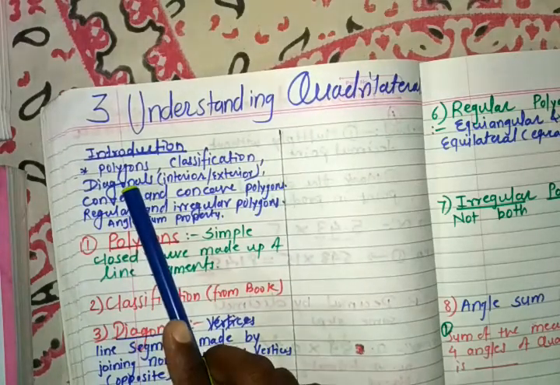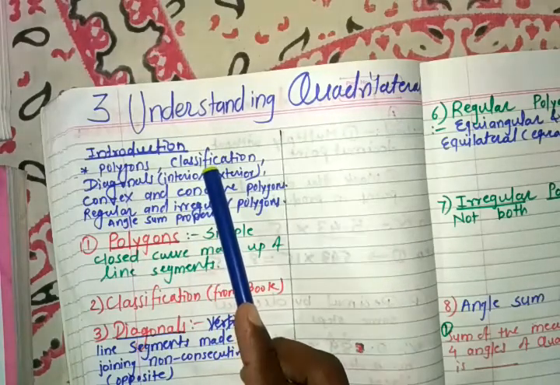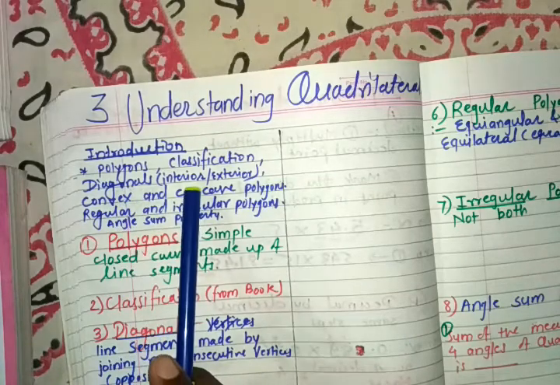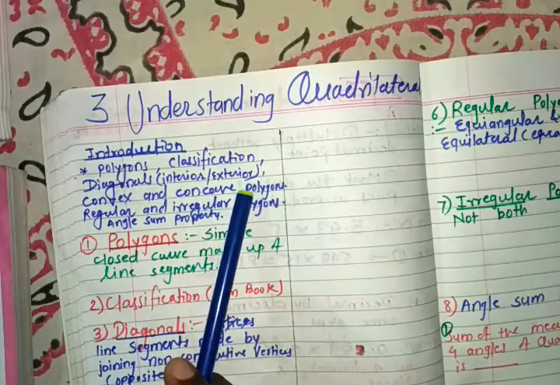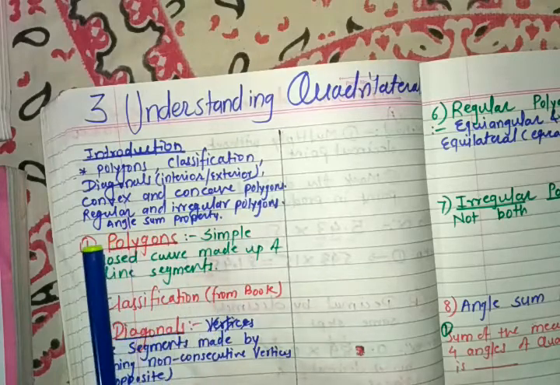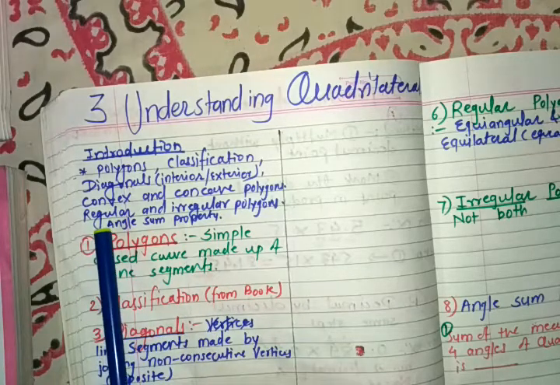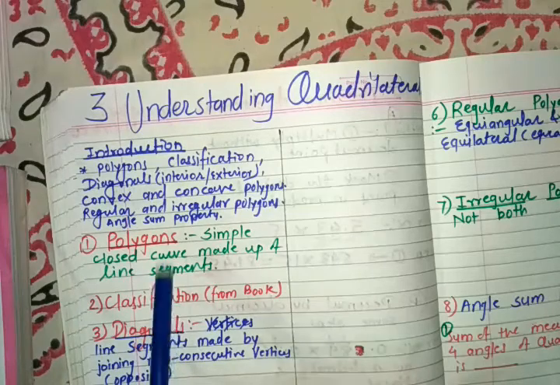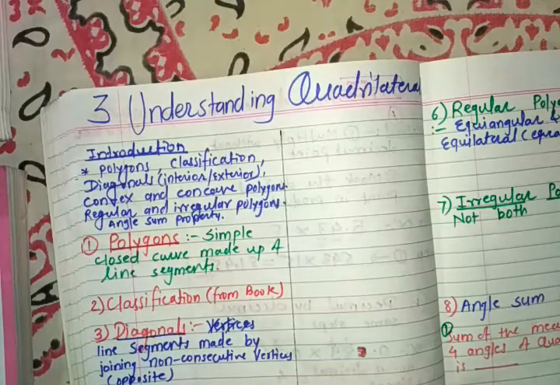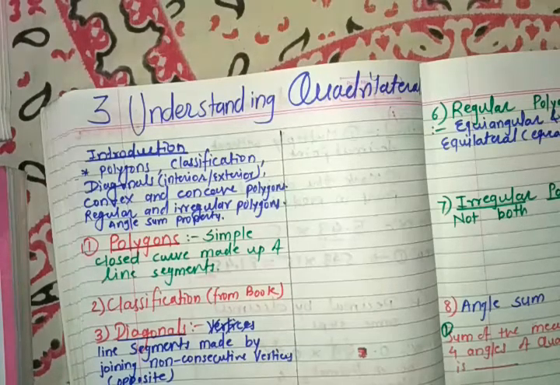Polygons, then the classification, the types of polygons, then diagonals, right? With diagonals, what is the interior part and exterior part of a quadrilateral or polygon? Then the next type, convex polygon and concave polygon. What is meant by regular and irregular polygon? And the last, we will cover the angles and property of a quadrilateral and triangle, which are both polygons.